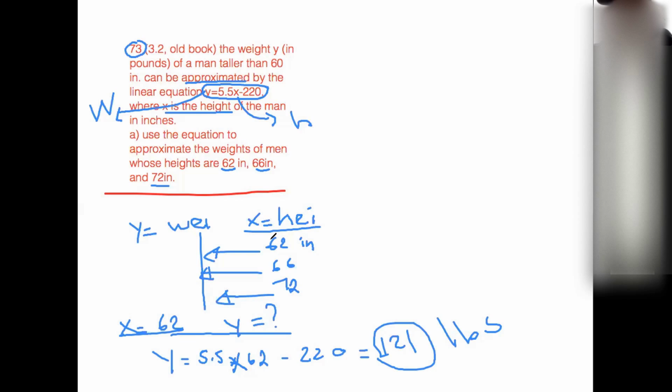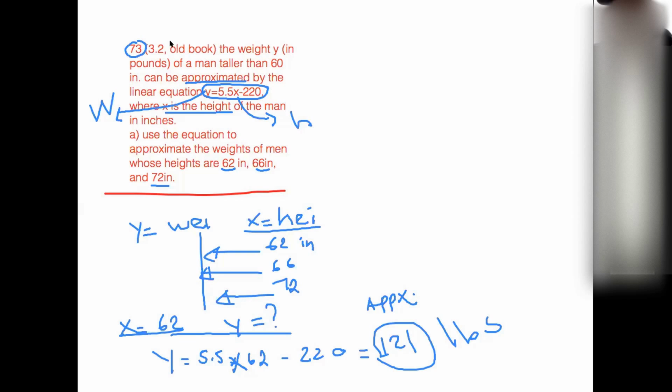Same way for the other people. This person is 66 inches tall, and this one is 72. That's basically the same way. Every time you plug it in, you substitute it, simplify, and you get your approximate weight. Not accurate, but it's an approximation. So there's probably a correlation, most of the time, between weight and height.